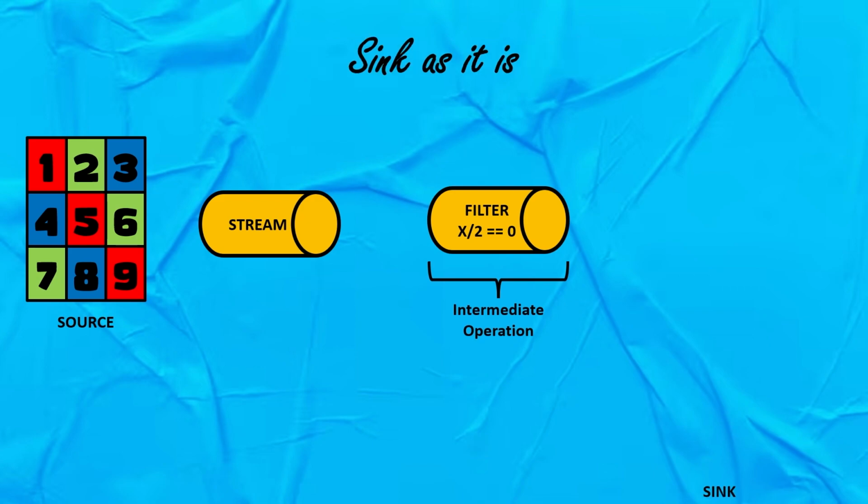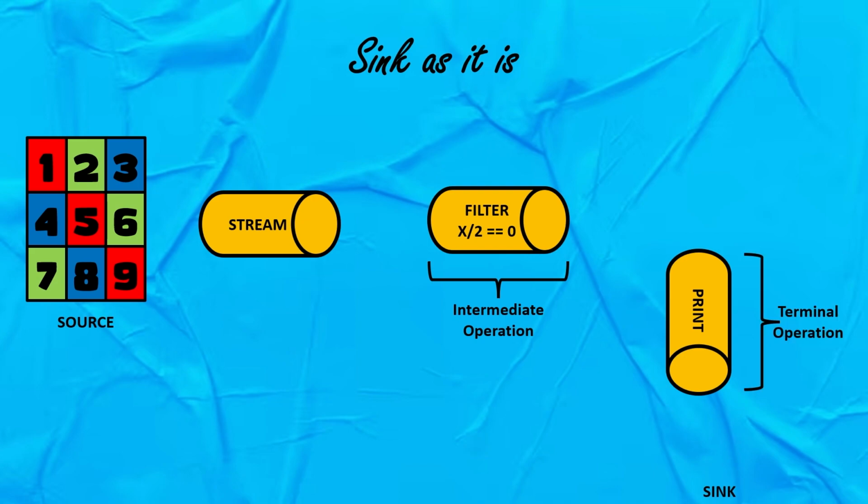So again, everything is same, source is same, filter is same, and there is our sink. So the first option is we can sink the data as it is after it gets filtered. So let's say we just want to print out the data on our console, or we just want to display it to the user. So now since print is a particular terminal operation, our stream is going to start this time whenever the print gets called. So it is going to work like this.